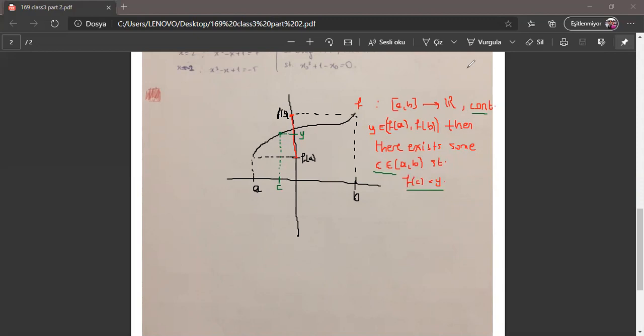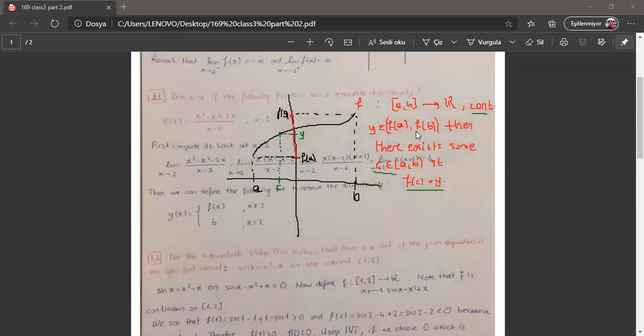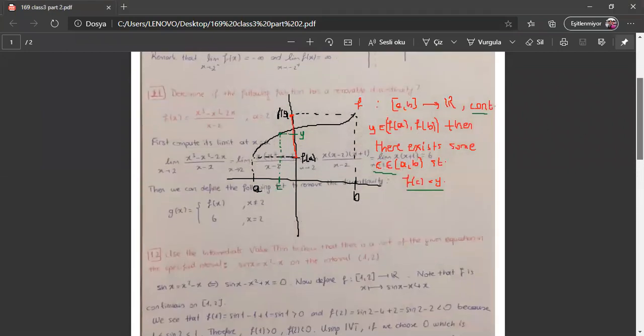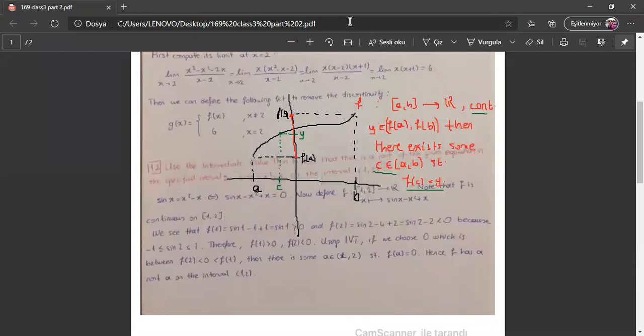It says this. Now let's see what happens here.